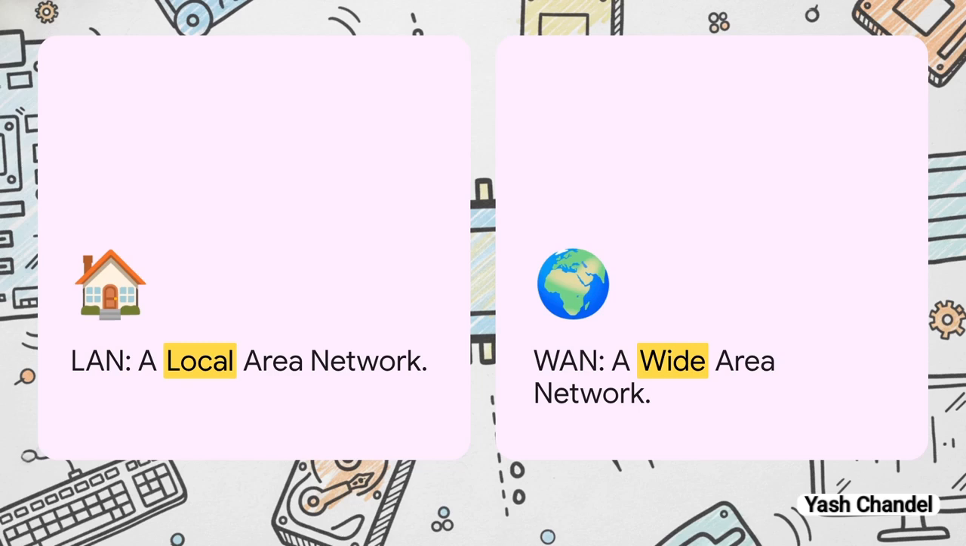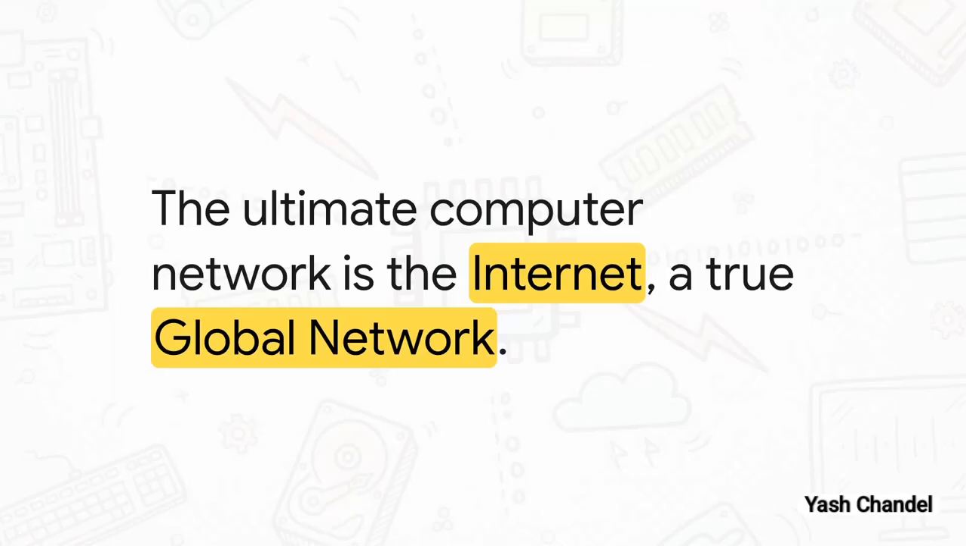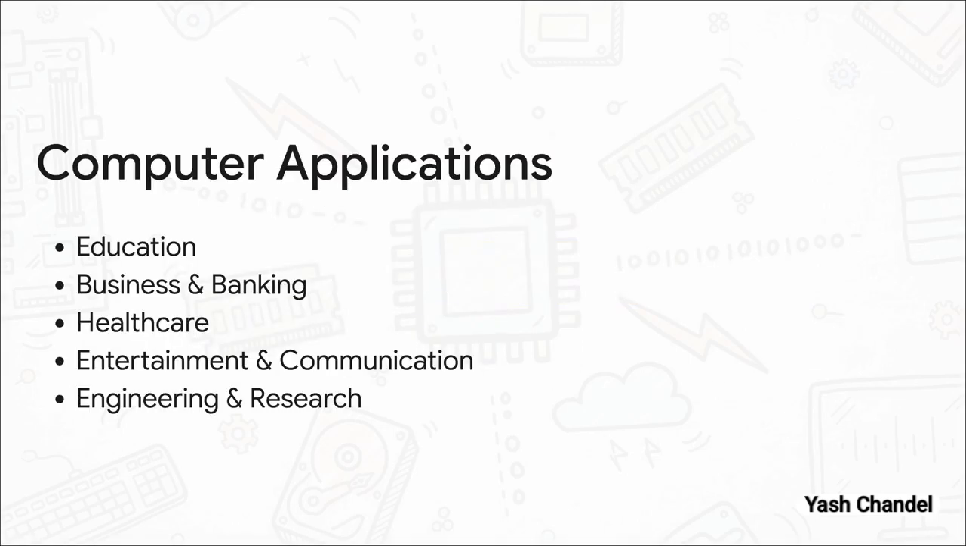But a WAN, a wide area network, is much, much bigger. Think about a huge company connecting all its offices in different cities or even different countries. So, what's the ultimate WAN? The biggest one of all? Yep, it's the internet. That's all it is, really. It's a massive global network connecting billions of computers, all of them able to share information with each other in an instant.